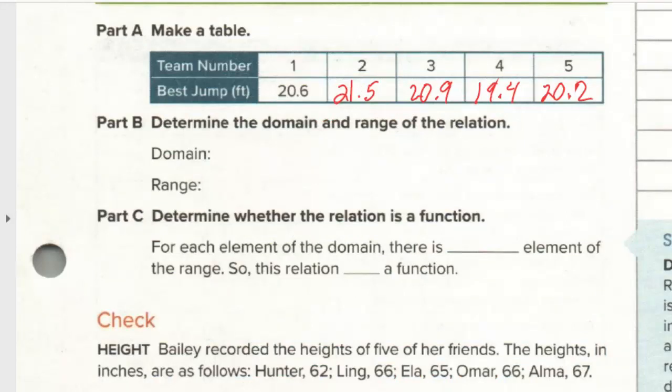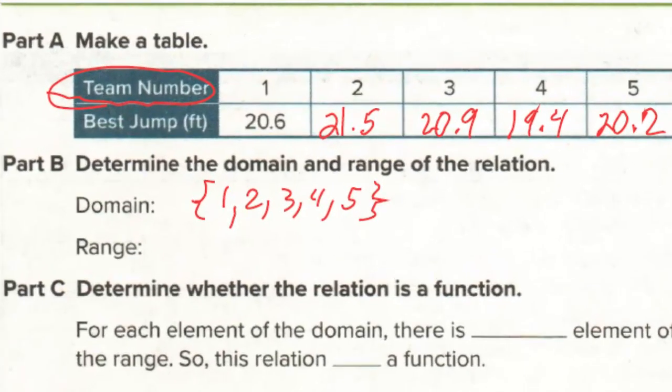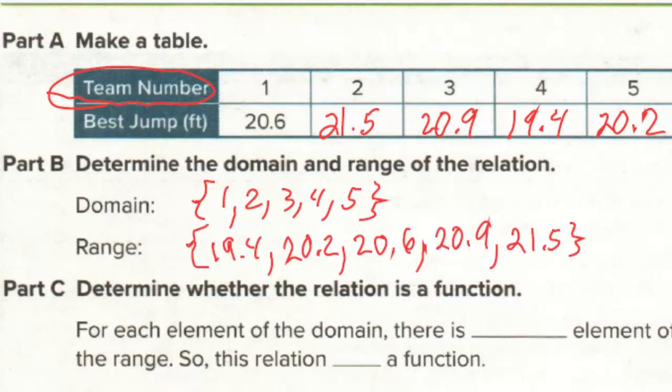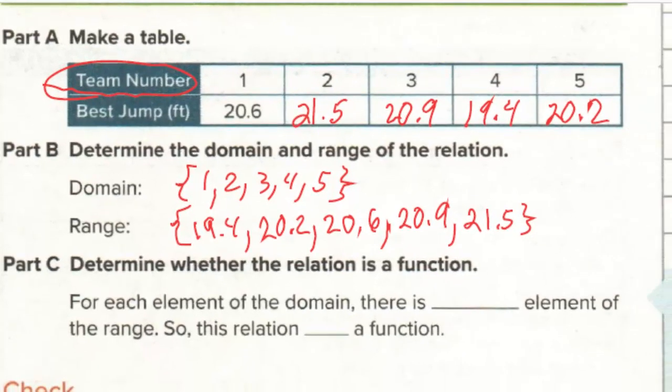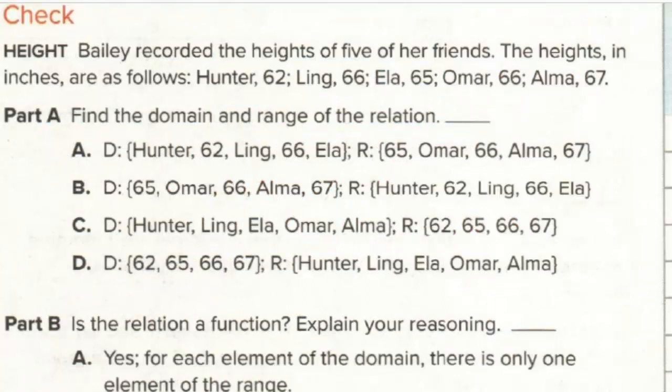Part B, determine the domain and the range of the relation. So the domain is going to be the team number, so I'm going to list that in roster form. If you remember, roster form is supposed to be in numerical order from smallest to biggest. So I'm going to do the same thing for the range. Okay, so there are all of our jump distances in order. Part C, determine whether the relation is a function. For each element of the domain, which is 1 through 5, there is only one element of the range. So this relation is a function. Go ahead and pause the video and attempt the check.